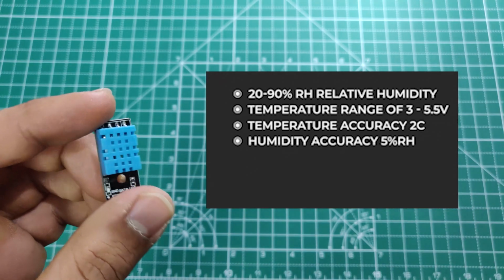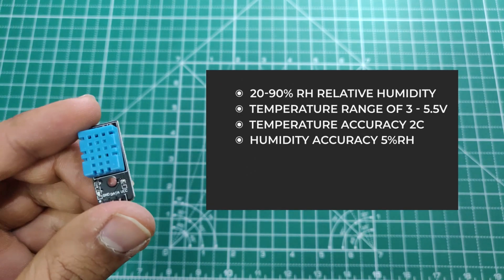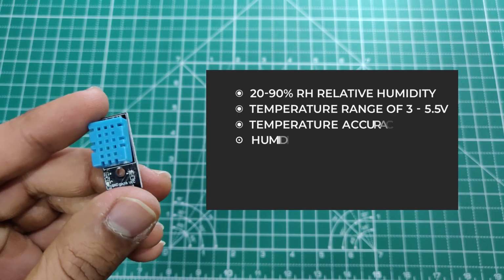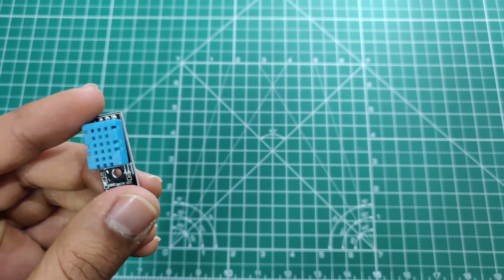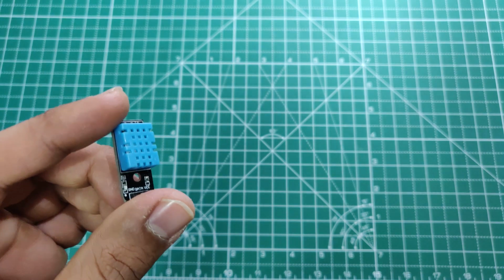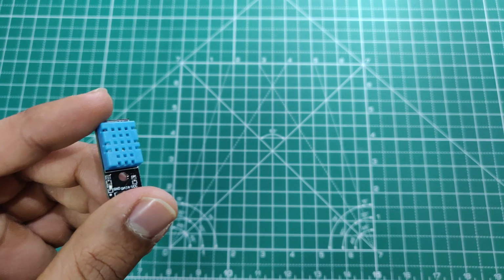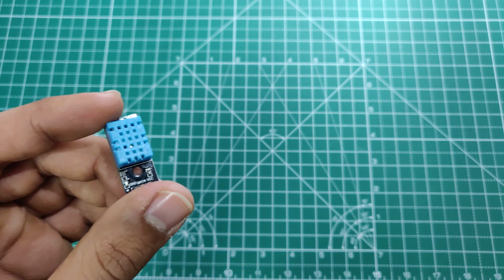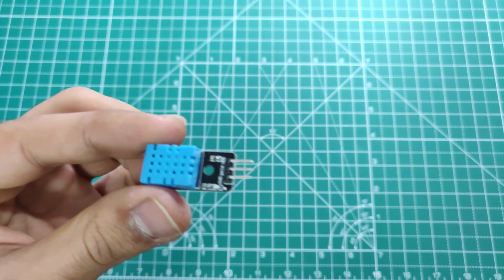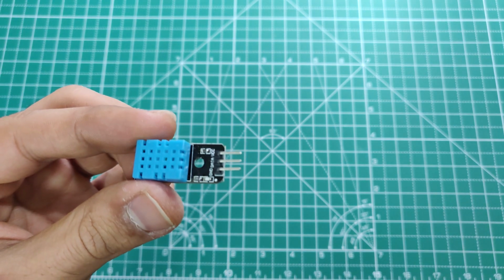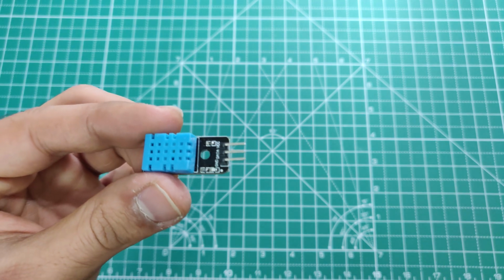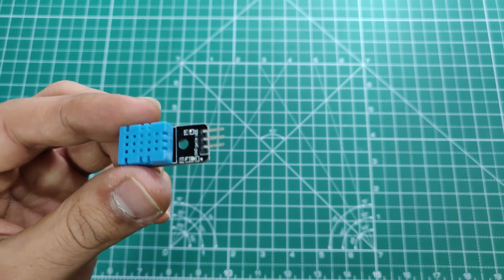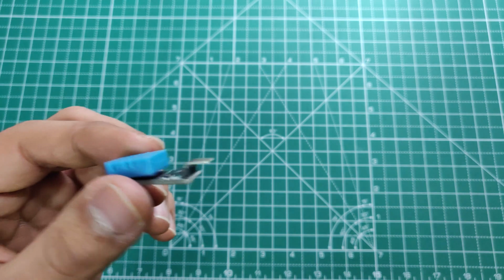So coming into the temperature sensor, this sensor has a range of 0 to 50 degrees Celsius, and it has an accuracy of plus or minus 2 degrees, and it has an operating current of 0.3 milliamps, and it works with a voltage of 3 to 5.5 volts. So this has a single bus data communication and synchronization between the MCU and the DHT11 sensor. One communication process is about 4 milliseconds.